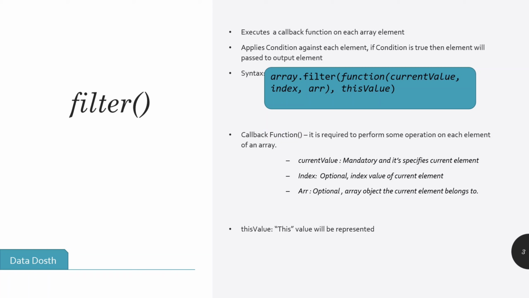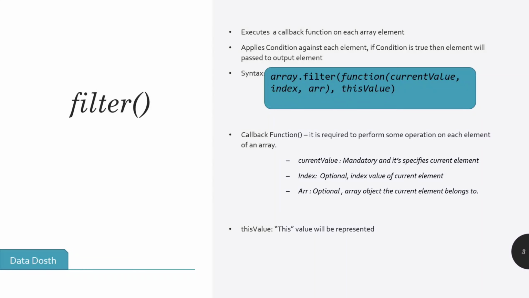Coming to the filter function, same as the map function, this filter function will also execute a callback function on each element of an array, and it will apply some condition against each element. If the condition is true, then only it will get pushed into the output array. Otherwise, the element is ignored. It means it only returns the elements from an array which fulfill the provided criteria.